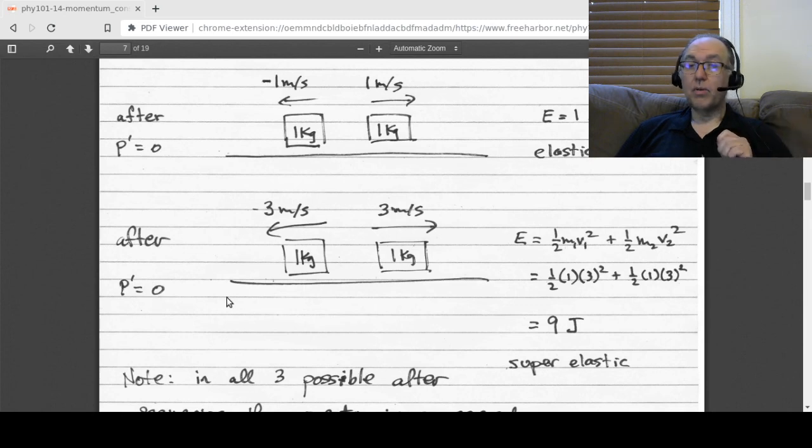All right. What about the energy? Well, now we do 1/2 m1v1 squared plus 1/2 m2v2 squared. The masses stayed the same as 1, but the velocities are 3. If you work this out, it turns out to be 9 joules. So if this is your after situation, you started at 1 joule, but after the collision, you're at 9 joules. Momentum is still conserved, but the energy increased.